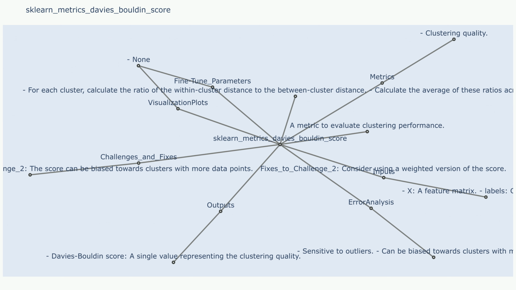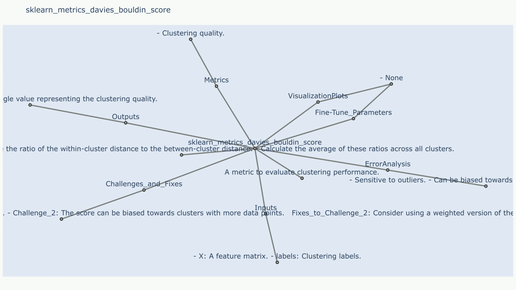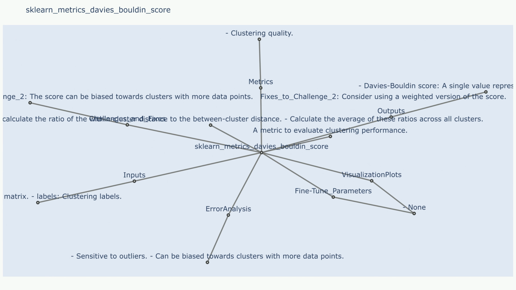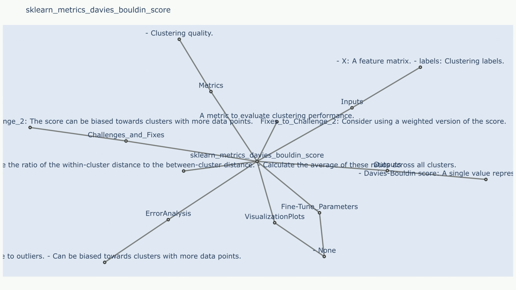Steps: calculate the within-cluster distances for each cluster. This is the average distance between each data point in a cluster and the cluster centroid. Calculate the between-cluster distances for each pair of clusters. This is the distance between the centroids of two clusters. For each cluster, calculate the ratio of the within-cluster distance to the minimum between-cluster distance to other clusters. This represents how well separated the cluster is from its nearest neighbors.